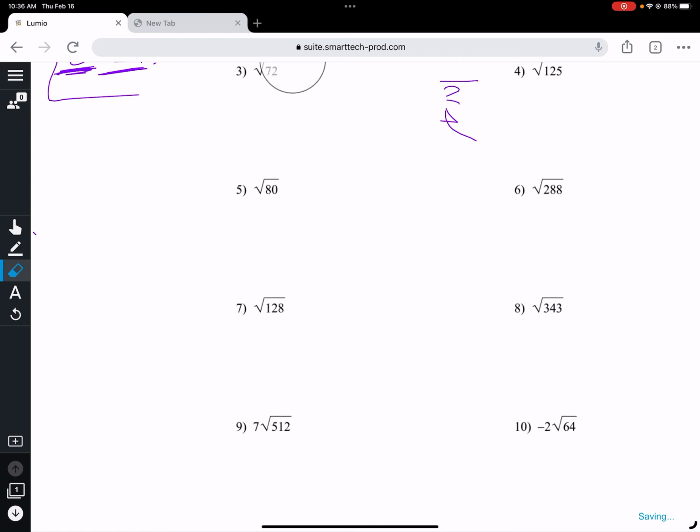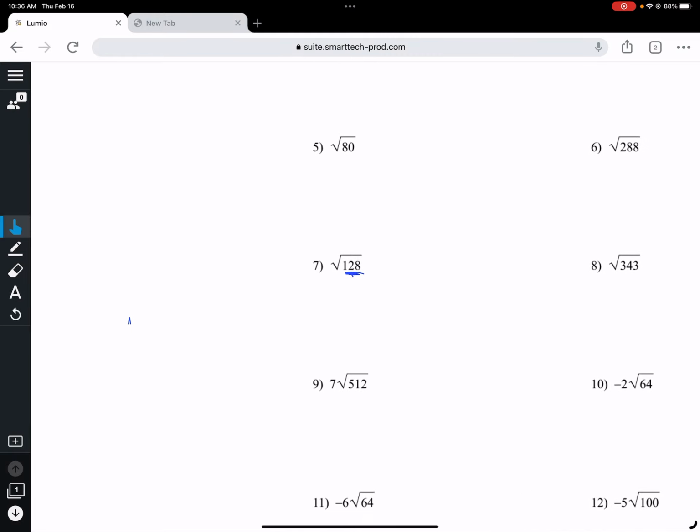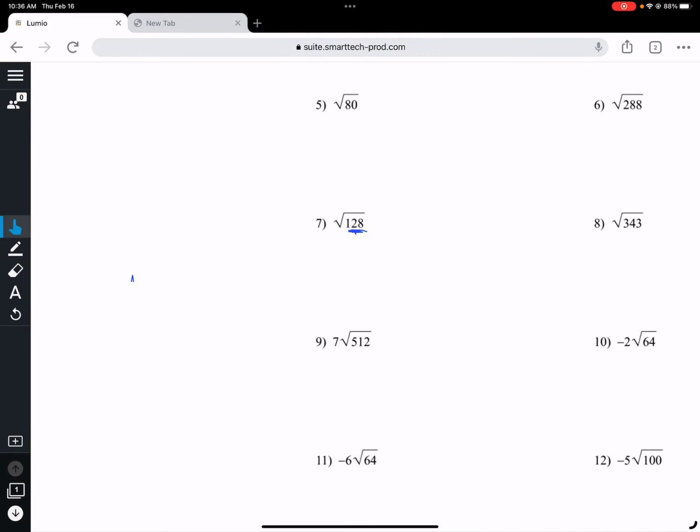So, 128, yes, it's even, which means 2 goes into it, but always look to see if a perfect square will go into it, so let's try 4. If the last 2 digits of a number are divisible by 4, 4 goes into that number. So 28 is divisible by 4, therefore 4 goes into it. How many times does it go? It goes in 32 times. So this is going to be 4 times 32.